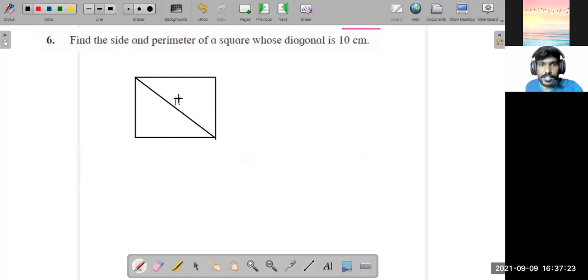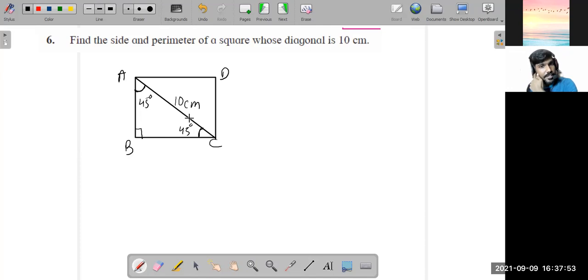The diagonal is 10 centimeters. So I'll just name this square A, B, C, D. Now, one thing you know about a square is that all angles are 90 degrees. So this becomes a right angle triangle. Now if this is 90, how much will this be? Can you tell me? 45. Yes, it will be 45.